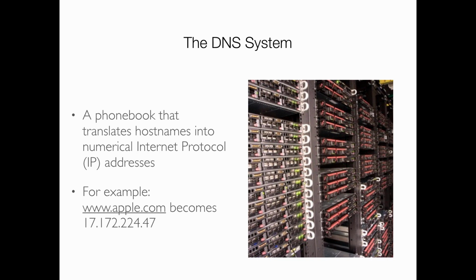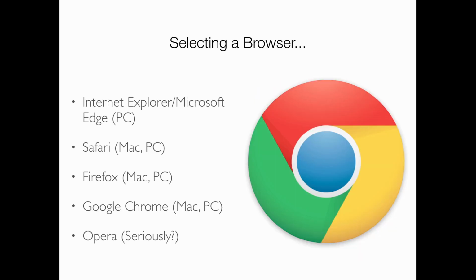Now, if we had to remember this string of numbers every time we wanted to go to apple.com, it would be really hard. So this is a great system for allowing us to say, oh, I can go to apple.com, and that's where the computers are. Furthermore, if Apple decided to move their server somewhere else, they can just change that number. They can change the address, and all the traffic will still get there.